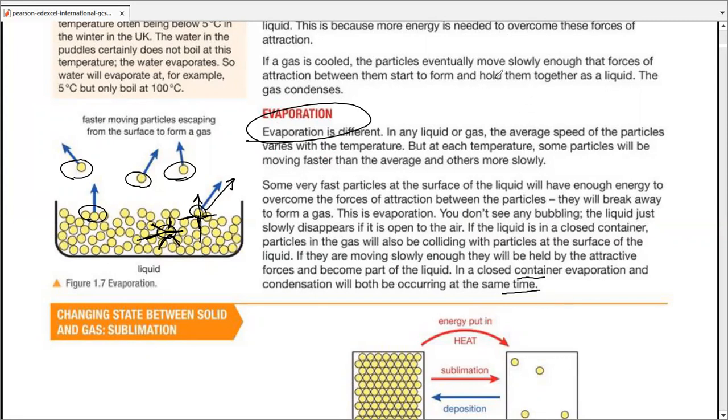So in order to further elaborate this point, if I close this entire container like this, for some time, this particle may leave the liquid surface, may become a vapor, but after some time, they may come back to the liquid surface again. So it evaporated, but it condensed. So in a closed container, evaporation and condensation occur at the same time. And if kept for a longer duration of time, it actually occurs at the same rate or the same speed.